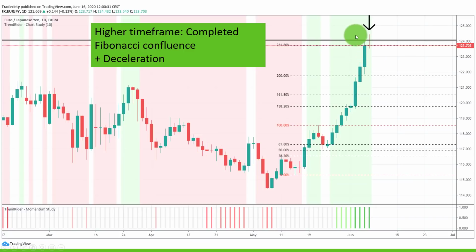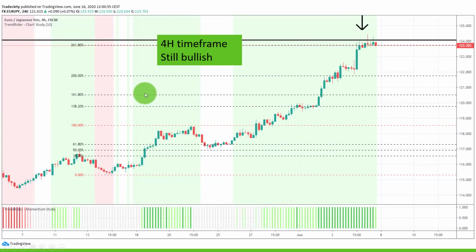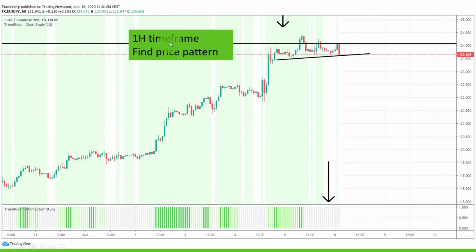You can see the trend rider on the daily is still green. Also here on the momentum study, it is still green, which means that it is too early to sell. There's no signal that we should be selling now, and that is very important. We're going down now one time frame to the 4-hour, and we can see the background is still green. The histogram is also still green, so we are still in bullish territory, and we need to wait it out. We go down even more.